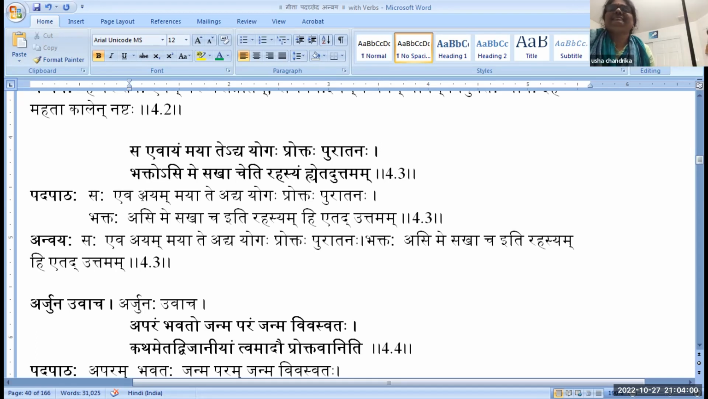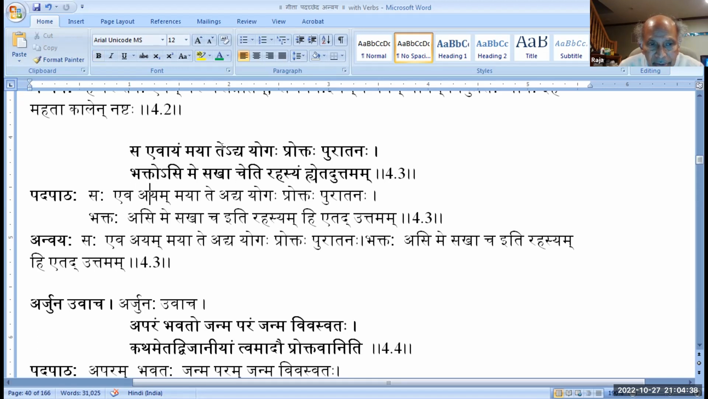Saha eva ayam maya te adya yogaha proktaha puratanaha. Bhaktaha asi, here it is bhaktosi. Bhaktaha asi me sakha cheti cha iti rahasyam hi etad uttamam. Now you will see a lot of sandhi business here. Eva ayam: dirgha sandhi. The a of the va and the a are in contact. It became eva ayam.